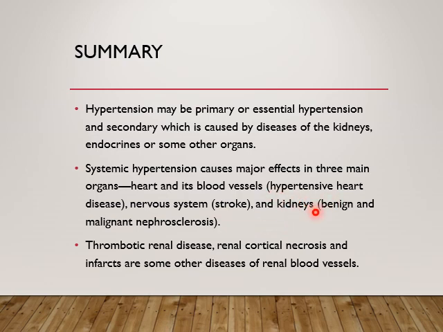In the kidneys, as already explained, it causes benign and malignant nephrosclerosis. These are the morphological changes in the kidney as a result of hypertension, and they have to be remembered. The heart and blood vessels were already explained in the CVS chapter, and in the nervous system it causes stroke because of systemic hypertension. Other vascular diseases also have to be remembered: thrombotic renal diseases, diffuse cortical necrosis, and the infarcts. Thank you.